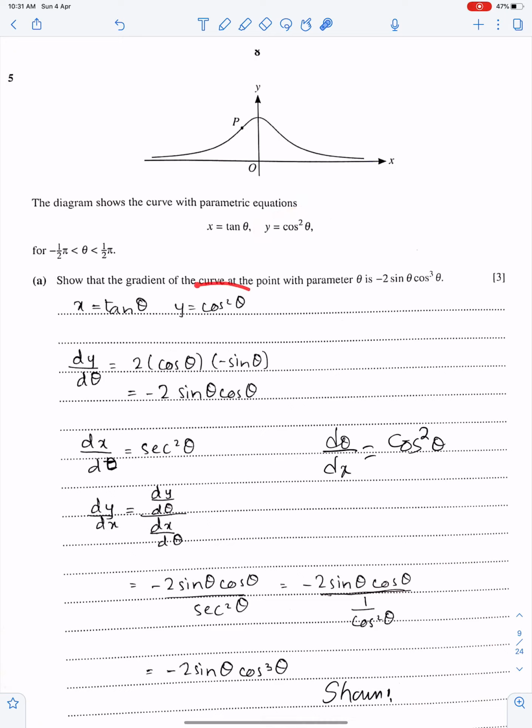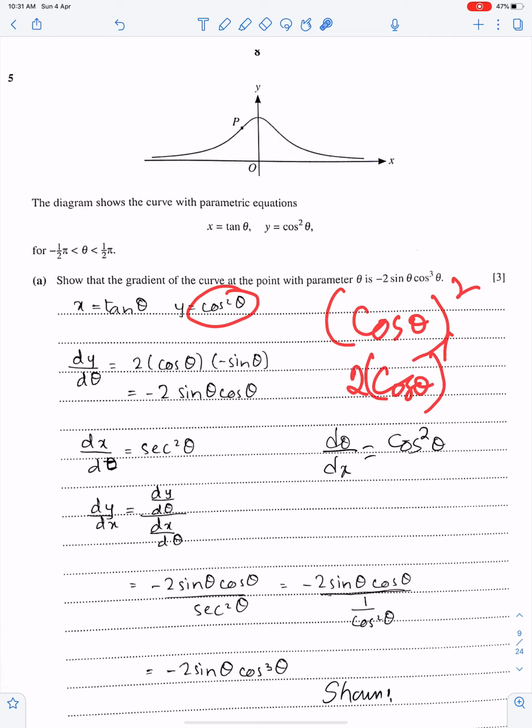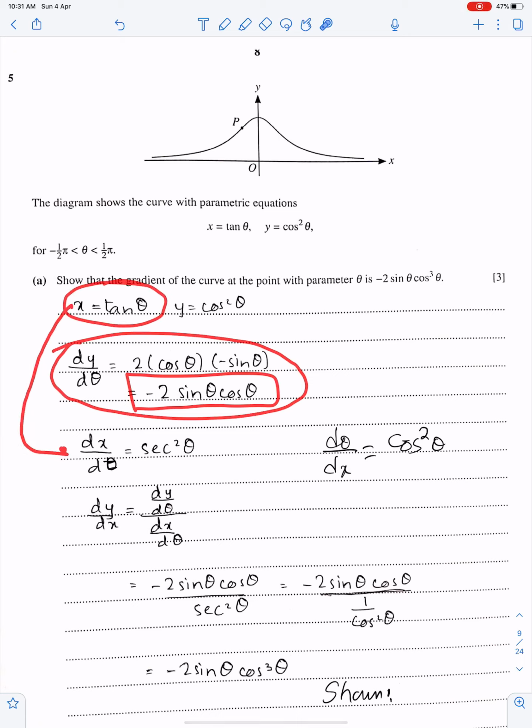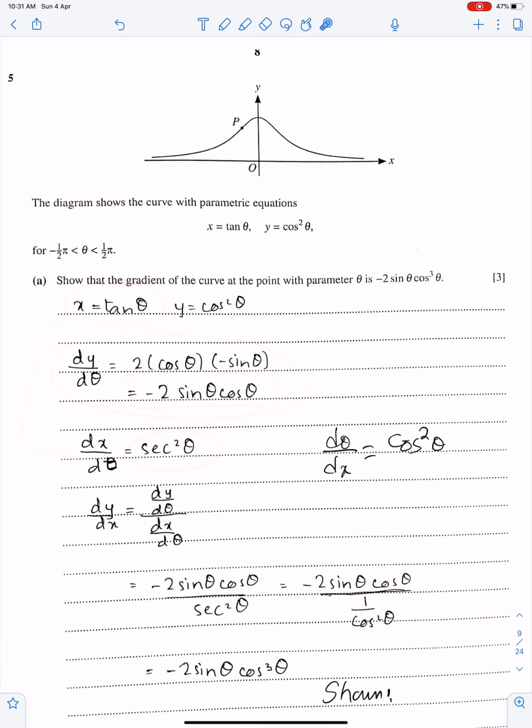When you differentiate cos square theta with respect to theta, you will get this thing. You know cos square theta is a composite function. So when you differentiate this, you will get 2 cos theta times negative sine theta. So your answer is negative 2 sine theta cos theta. This is the differential of y with respect to theta. When you differentiate x with respect to theta, you will get sec square theta. And this is the formula for parametric equations.